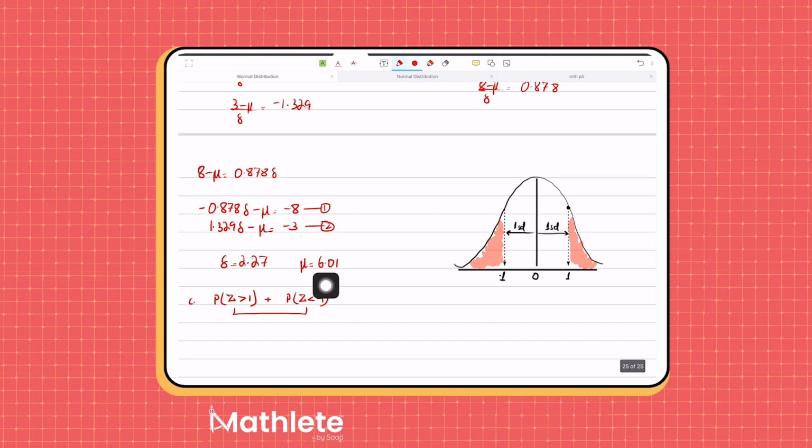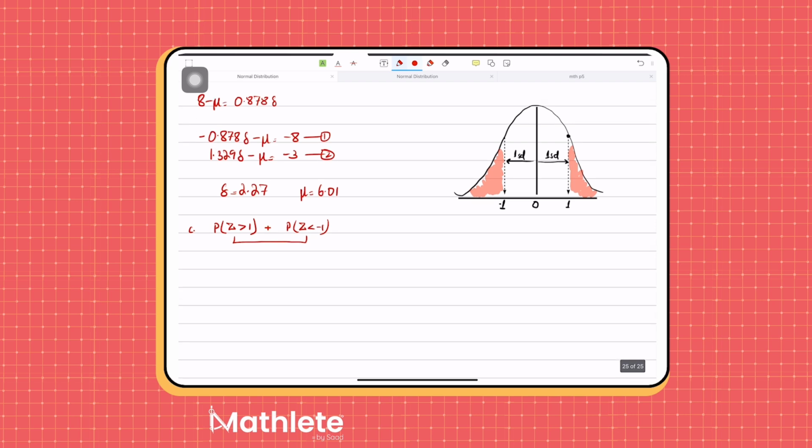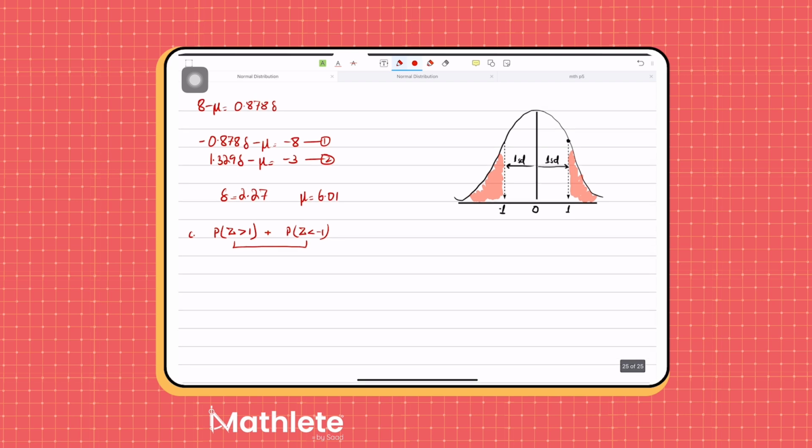You can find out the probability of x being less than 6.01 plus 2.27 or greater than 6.01 minus 2.27. That way you would first have to convert your x to z. Here we'll use z and then convert it back to x. How? I'll show you in just a minute. So the probability of z being greater than 1 plus the probability of z being less than minus 1.